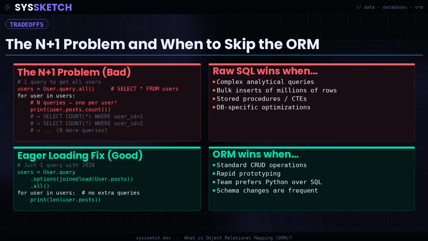When you need complex analytical queries, bulk inserts of millions of rows, or database-specific features like window functions, raw SQL is often faster and clearer. Good ORMs let you drop down to raw SQL for these cases.